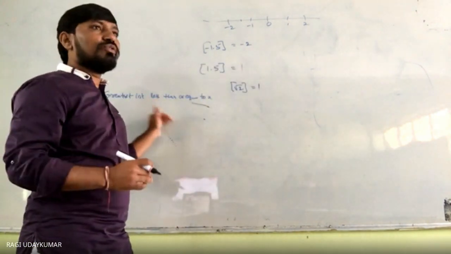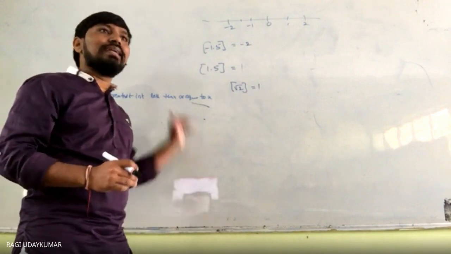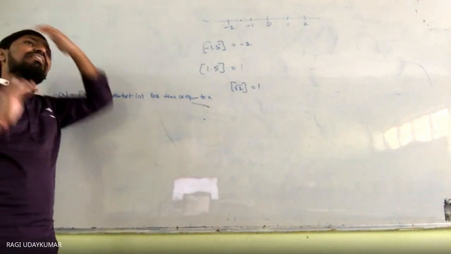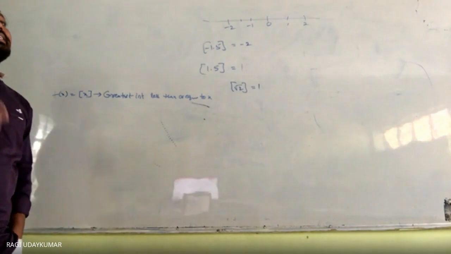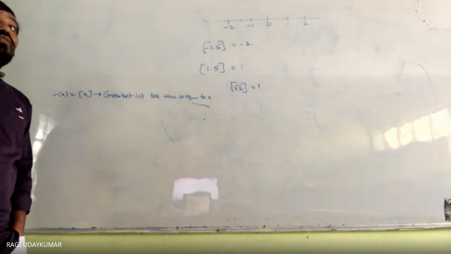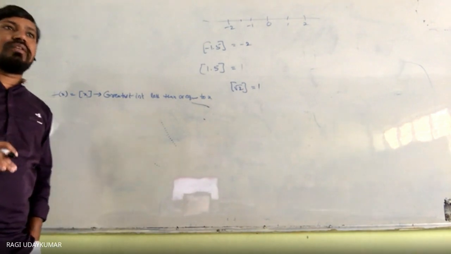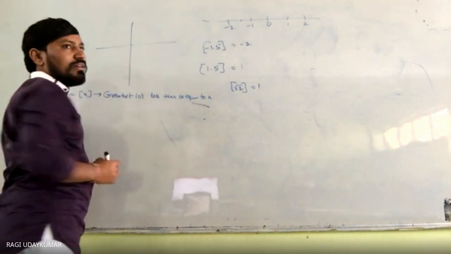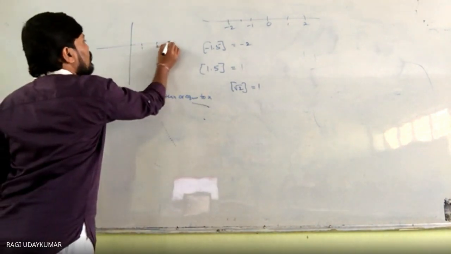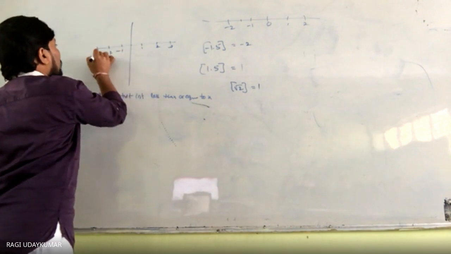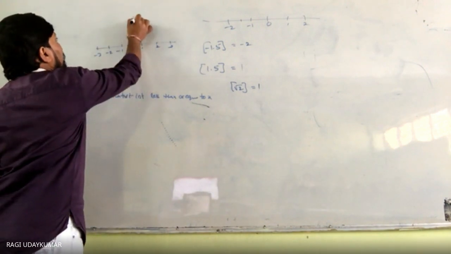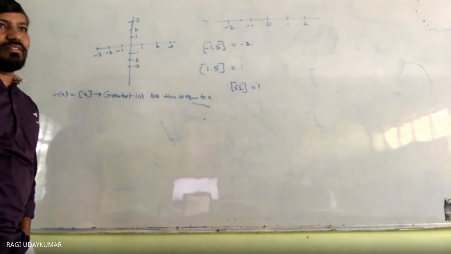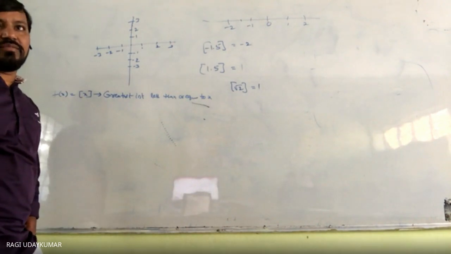Whenever you see the graphical representation, you can easily understand whether the function is continuous or not, and at what points it is discontinuous, by observing the graph. If you want to write the graph of this function, this is 0, this is 1, this is 2, this is 3, here -1, -2, -3. You already learned drawing the graph of this function in 11th class.